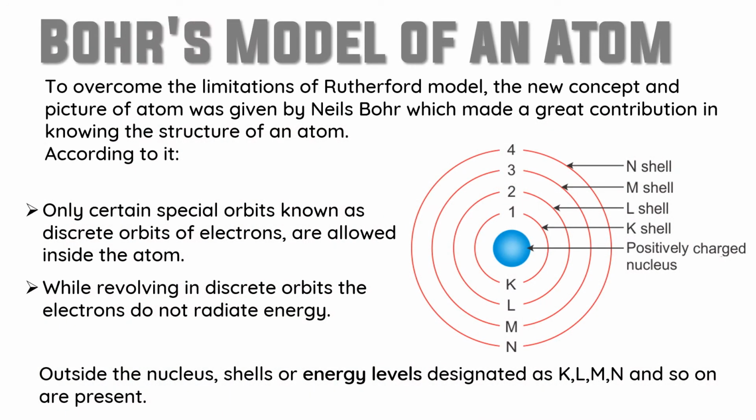Bohr's model of an atom, to overcome the limitations of Rutherford model. So what is the drawback, or why we discarded Rutherford model? Because of the stability. He couldn't explain the stability of an atom. According to him, electrons, that is negative charge particles, are revolving around the positively charged nucleus. Nucleus is the center part of the atom, and electrons are revolving around the nucleus. And when these charged particles are moving like this in a circular motion, they have acceleration, and finally they fall into the nucleus and collapse the atom. So that affected the stability of an atom.